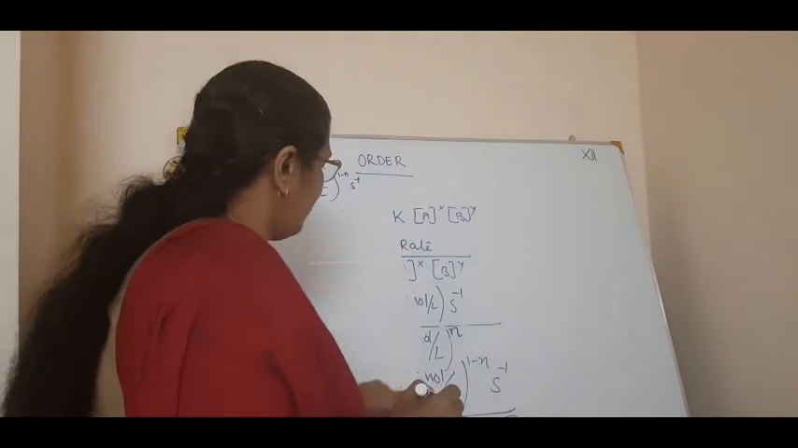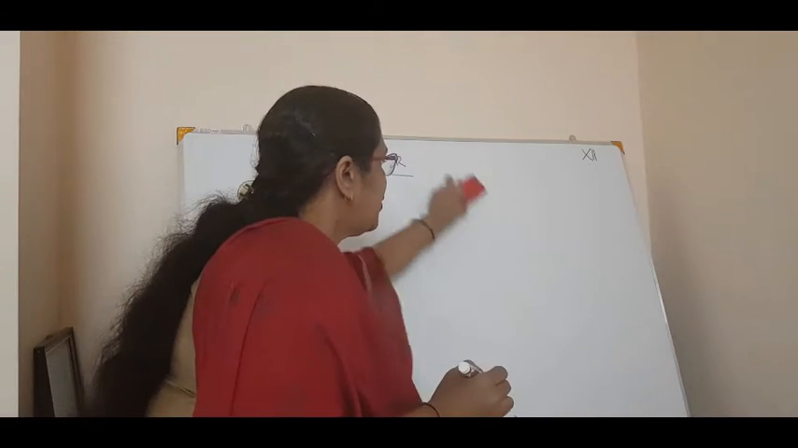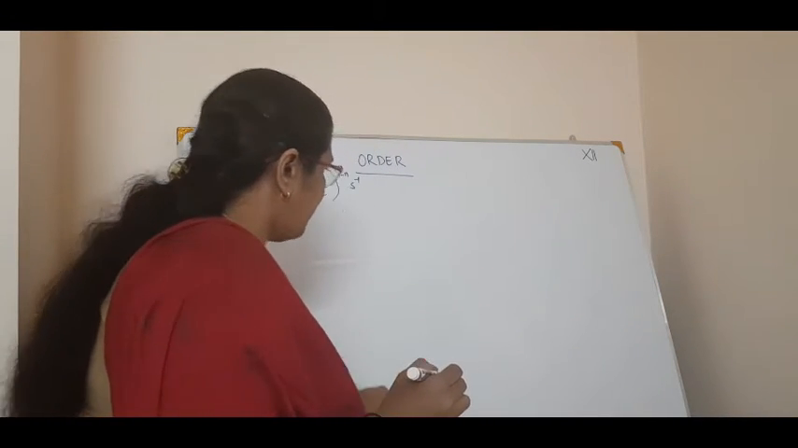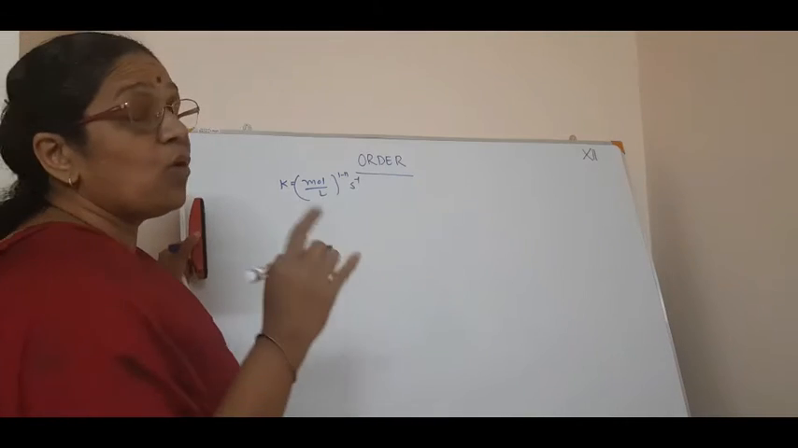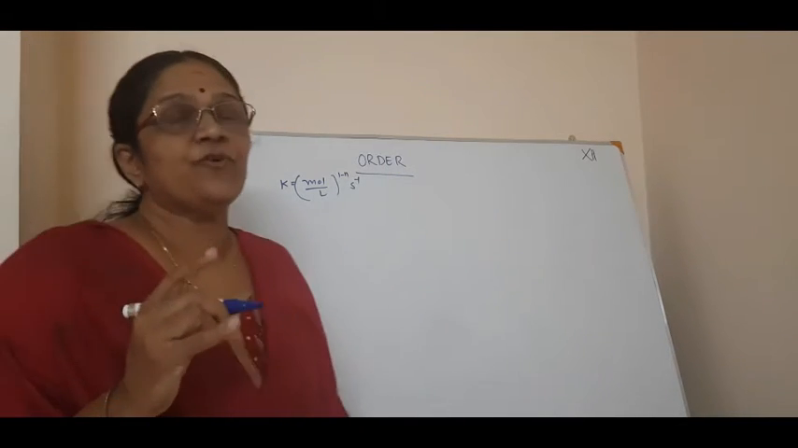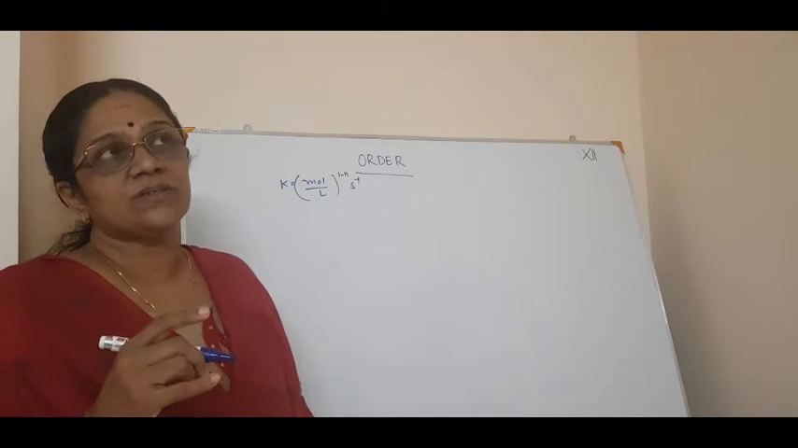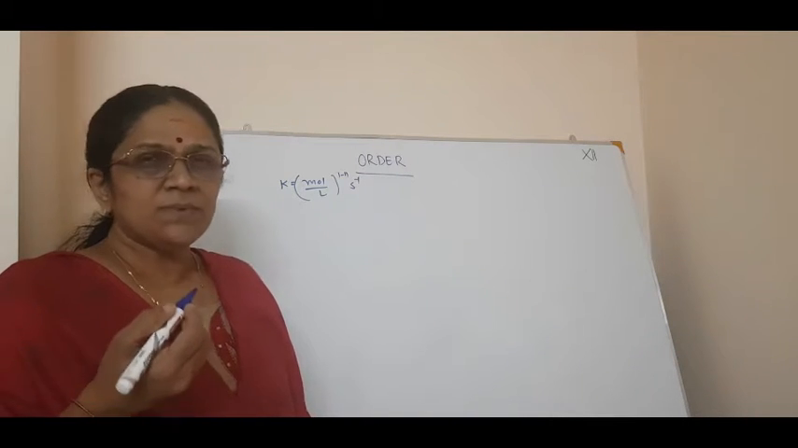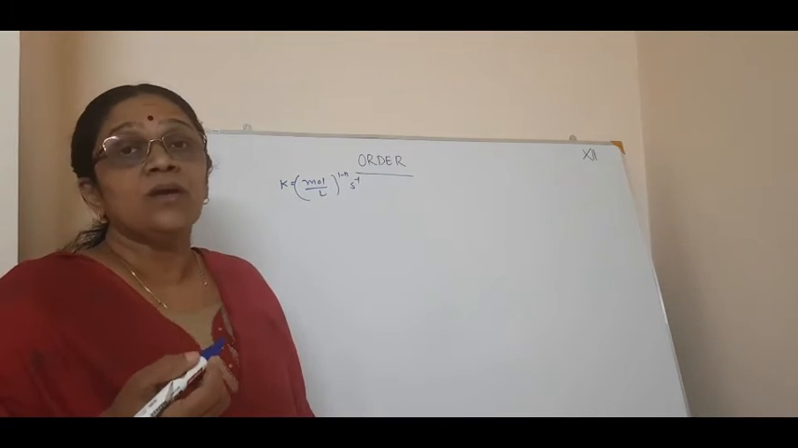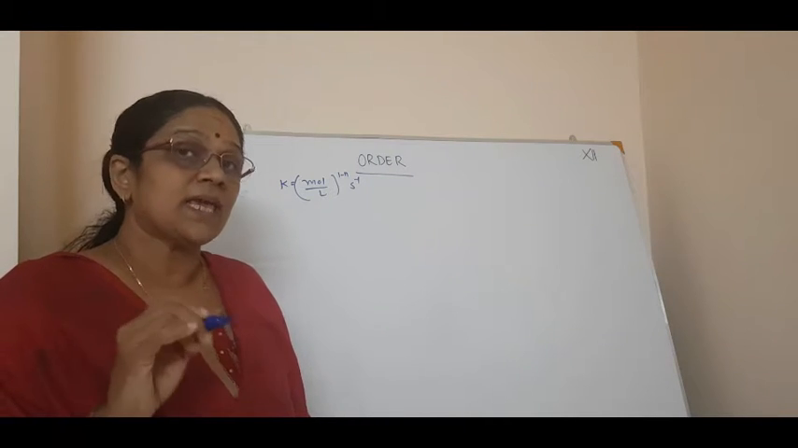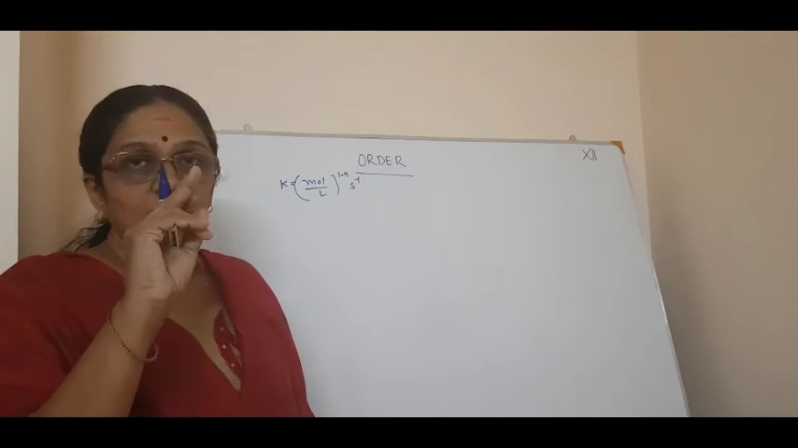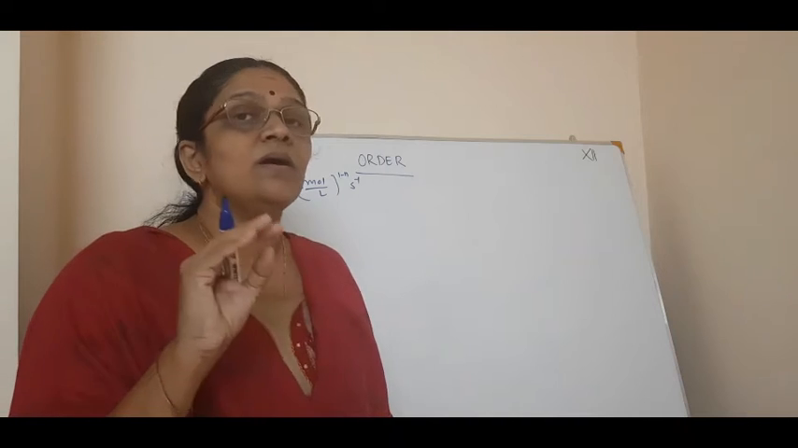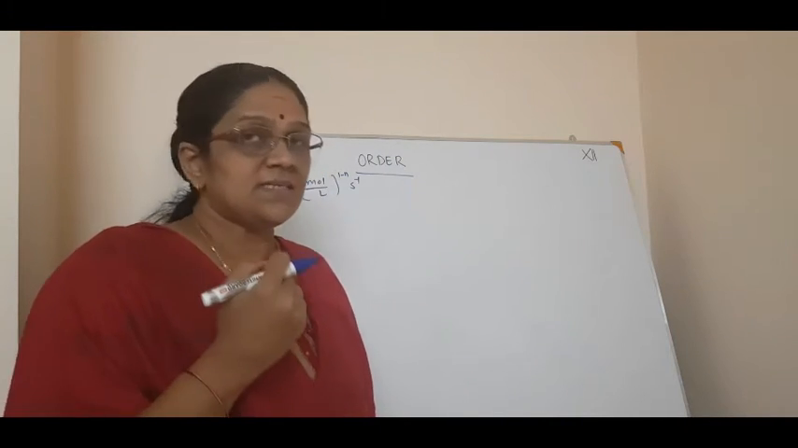Correct? Now we will see what the unit of this rate constant is for zero order, first order and second order reactions. Actually, for your 12th standard, you are only concentrating on zero order as well as first order. Sometimes a question may be asked for the unit of the rate constant for a second order also. So we will study only these three: zero order, first order as well as second order.